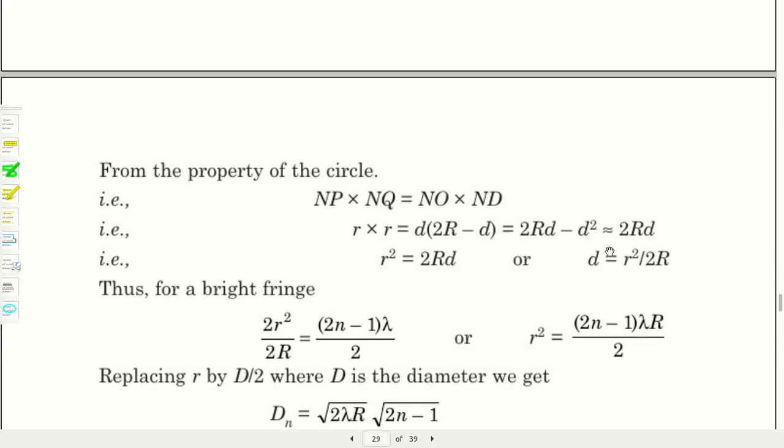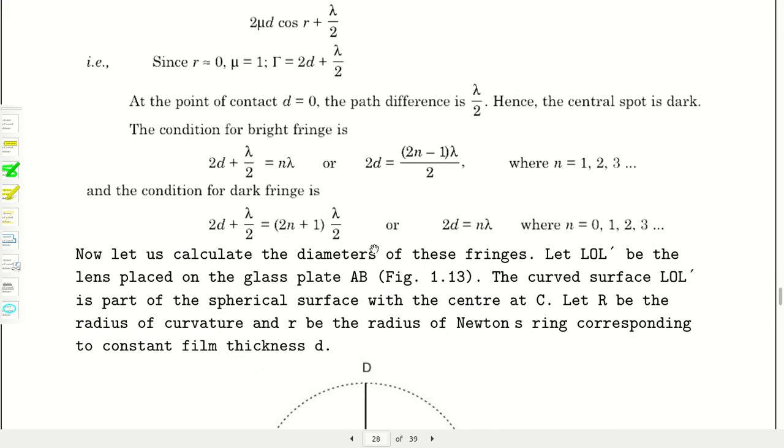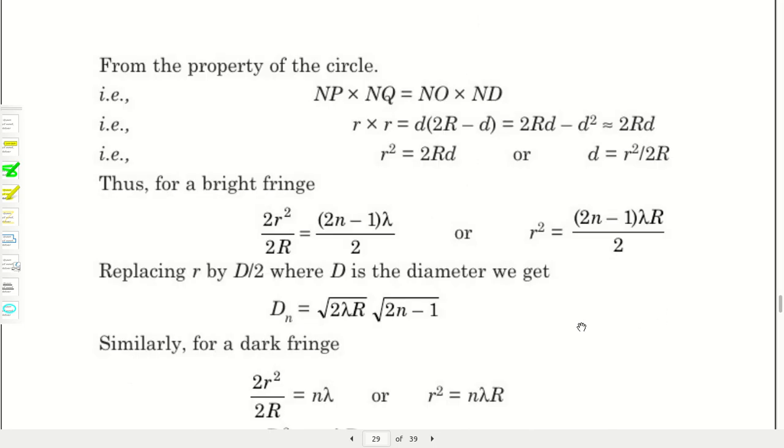And see, there is an approximation. d is very much small, so d square can be neglected. So twice Rd is equal to r square, so d is equal to r square by 2R. Now we put the value of d into the equation for the max condition. d is replaced by r square by 2R, which gives this equation. From here r can be deduced.